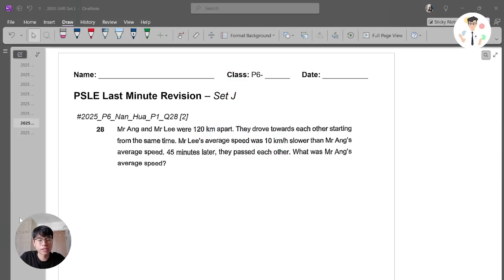Welcome back to digital class, and now we're looking at PSLE last minute revision set number J. So let's look at our first question, which is from Nan Hua P2 question 28.